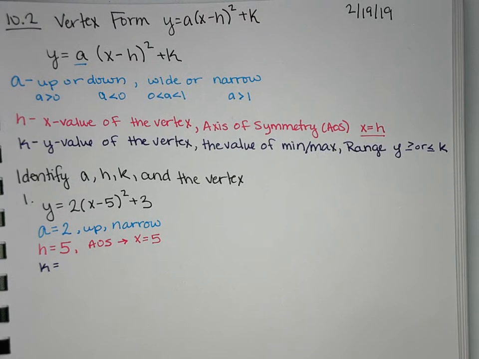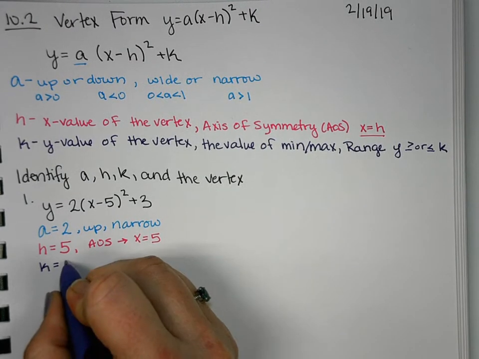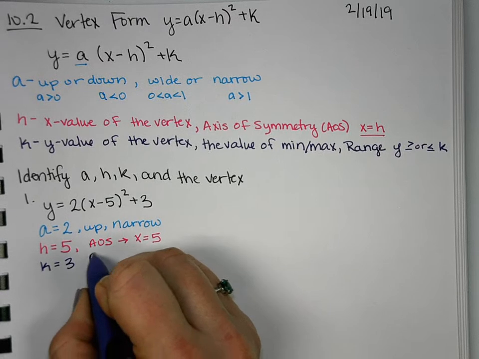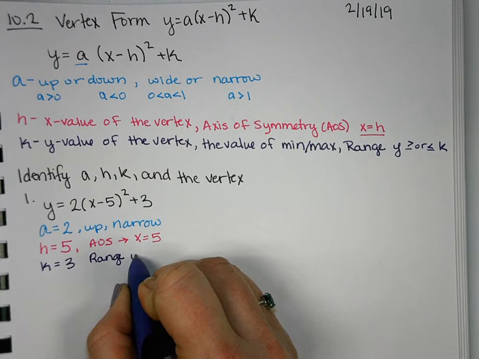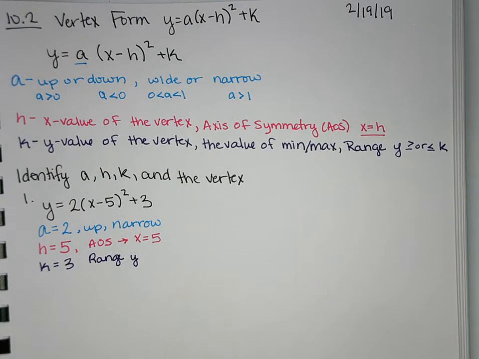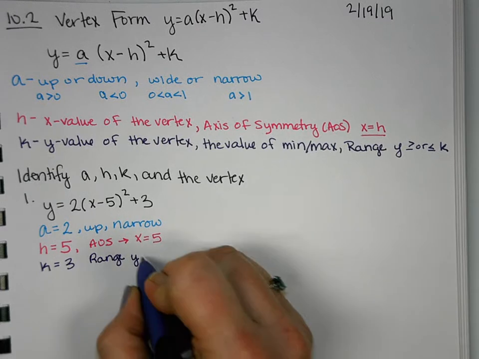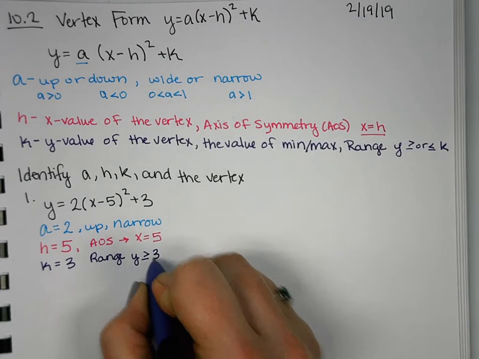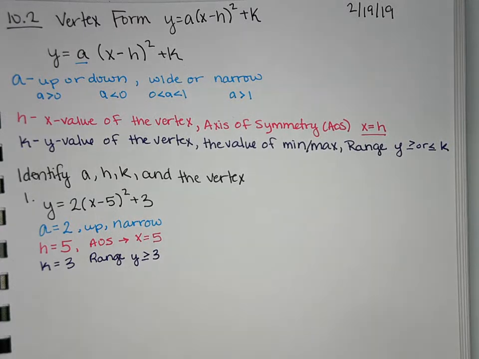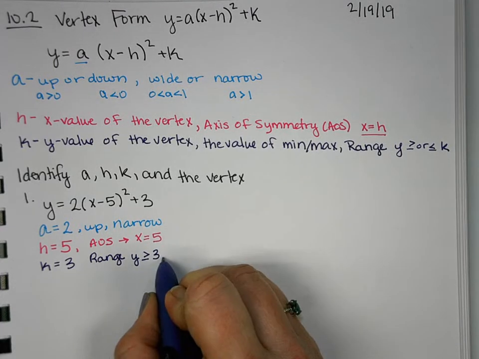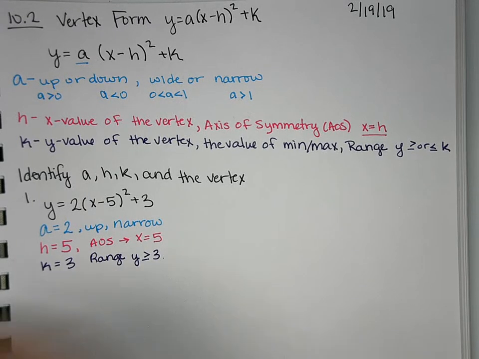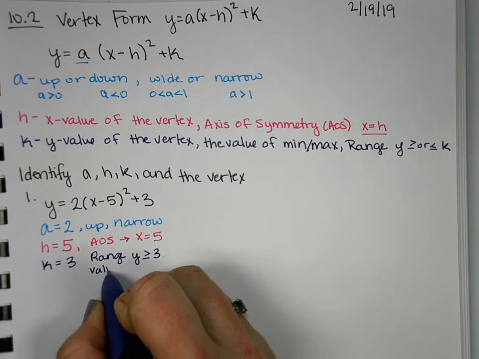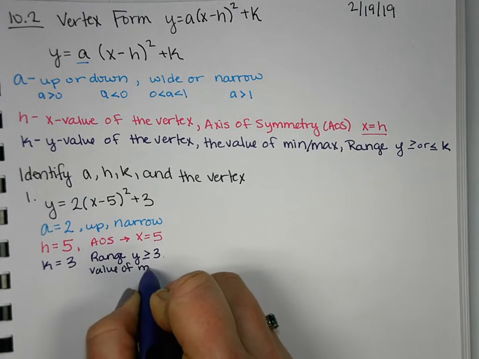Next up is k. 3, good. And then this helps tell us our range. So our range, is that going to be a greater than or less than? So if our graph is going up, it's going to be greater than whatever that y value is, or that k value. We also know that the value of our minimum or maximum is also going to be 3. In this case, it's going to be a minimum.